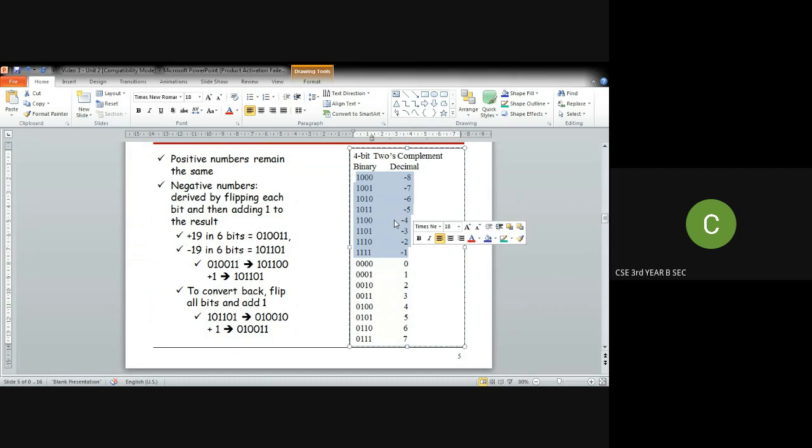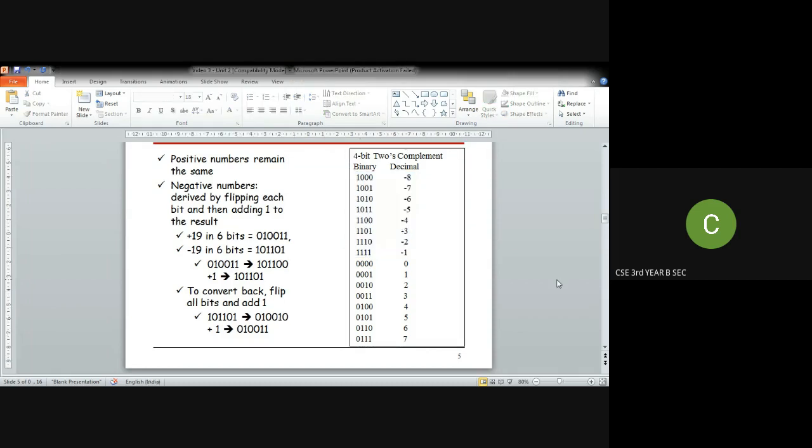Okay, so here, 1 0 0 0 is for representing minus 8. 1 0 0 1 is for minus 7. 1 0 1 0 for minus 6. 1 0 1 1 for minus 5. 1 1 0 0 for minus 4. 1 1 0 1 for minus 3. 1 1 1 0 for minus 2. All ones for minus 1. So this is the way of representing two's complement.